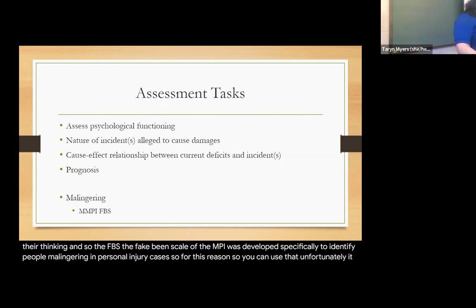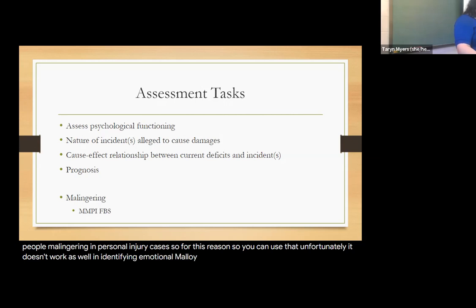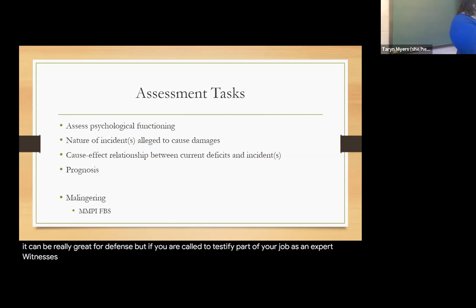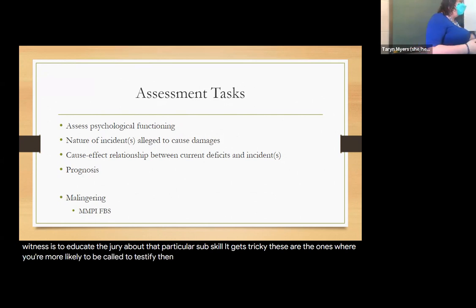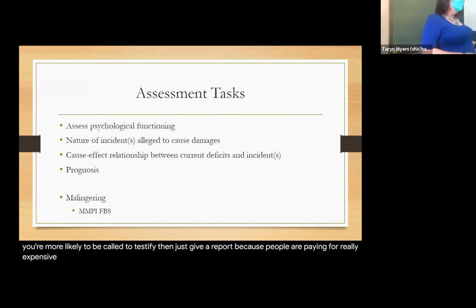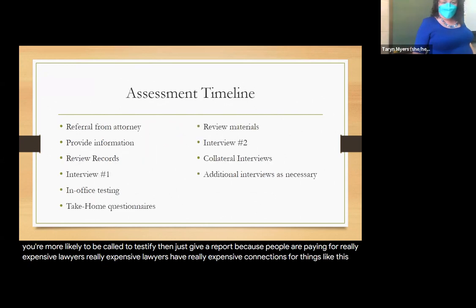Unfortunately, it doesn't work as well in identifying emotional malingering. It's more related to genuine distress. But it can be really great for defense. But if you are called to testify, part of your job as an expert witness is to educate the jury about that particular soft skill. So it gets tricky. These are ones where you're more likely to be called to testify than just give a report, because people are paying for really expensive lawyers. Really expensive lawyers have really expensive connections for things like this.